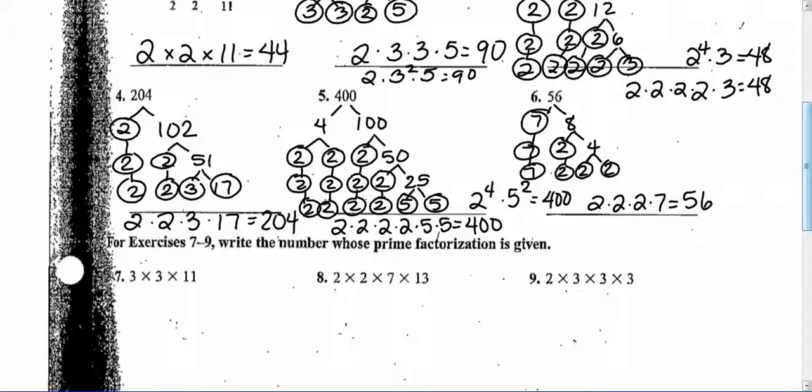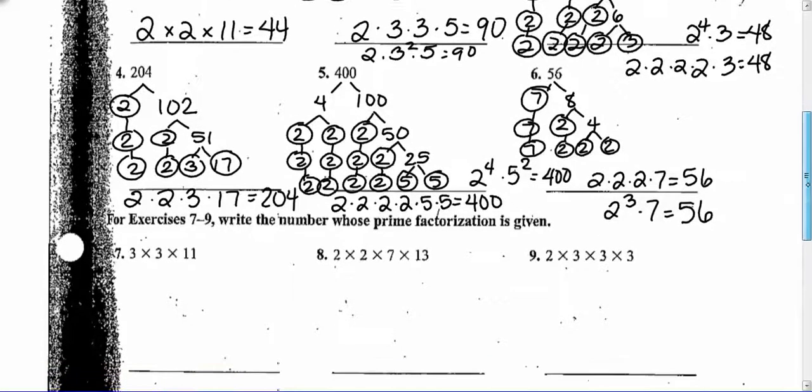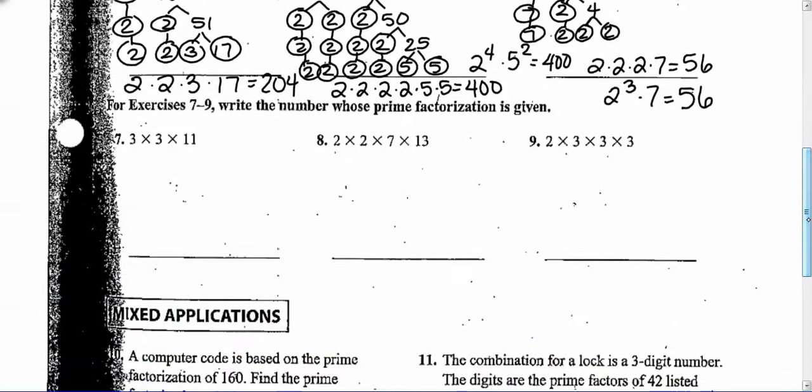Well, how can we write that using exponents? Jayla? Very good. You could say 2 to the 3rd power times 7 or 2 cubed times 7. Very good. All right. So with these next batch of questions, you had to just multiply the numbers out. So they gave you this bottom row, for example. You have to figure out what does it equal. Okay. So 3 times 3 is what? 9 times 11 is 99. So 99 is your answer for that one.